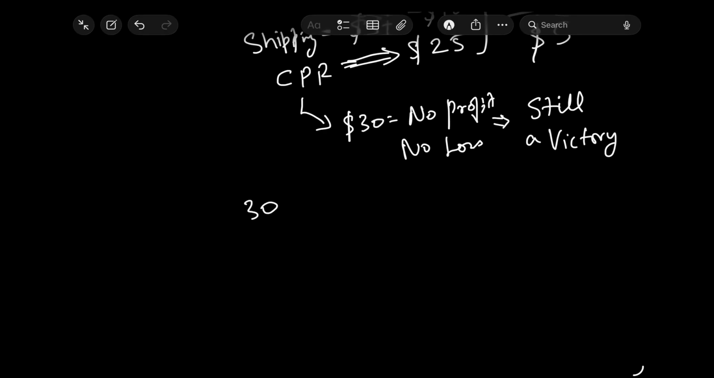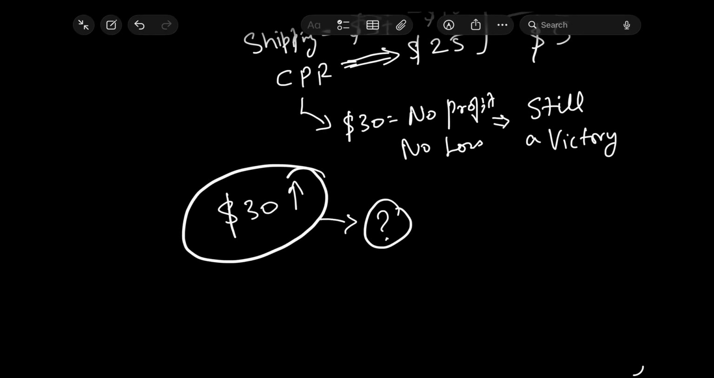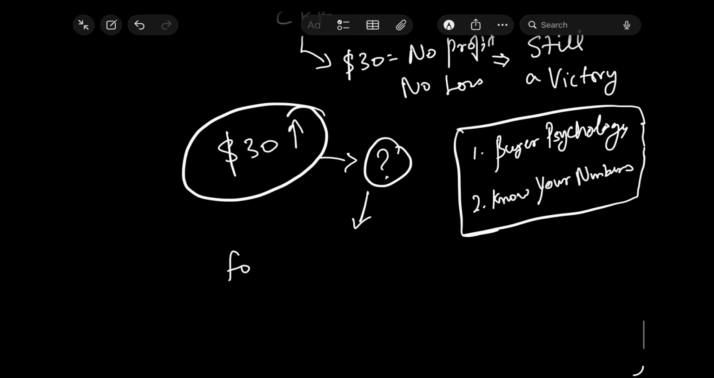But what if our marketing cost goes higher than $30? Well, we don't need to do the math this time, as now you already know how to counter this problem. We just need to play within the domain of buyer psychology and knowing our numbers. So I'll let you figure that out this time.